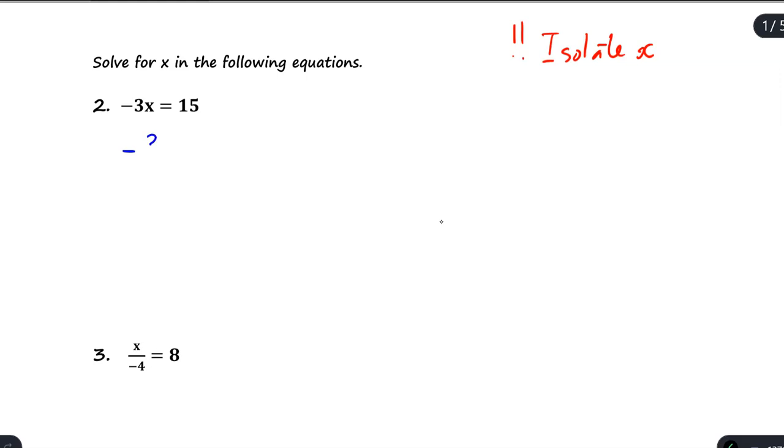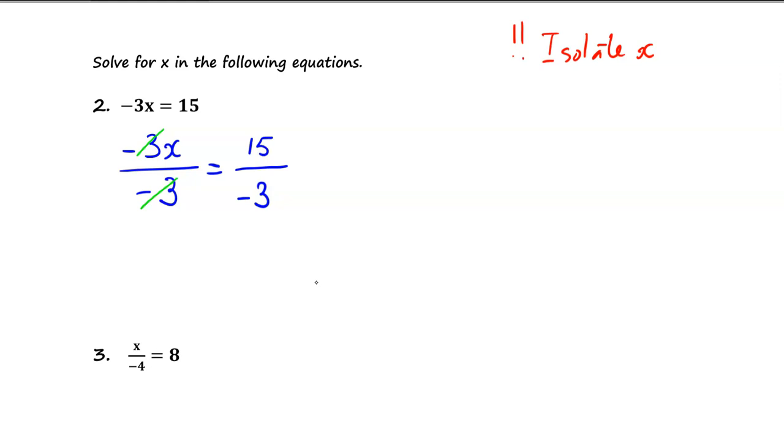So I should have negative 3x divided by negative 3, that will give me 1x, right? However, because it is an equation, whatever I perform on this side of the equation, I must do the same thing on the other side. So I divide the other side by negative 3 as well. From here, you see that negative 3 divided by negative 3 gives me just 1x left. And on this side of the equation, I have 15 divided by negative 3, so the answer should be negative 5.